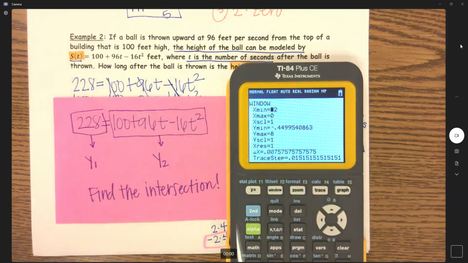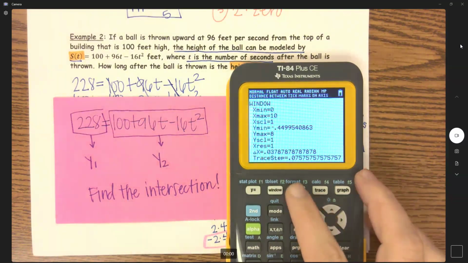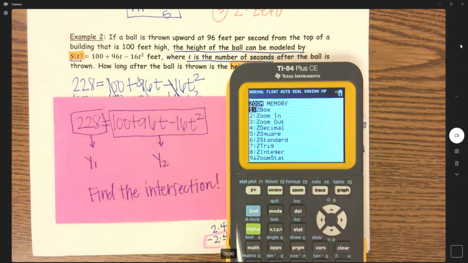I would change my window to maybe 0 to 10, because I know the ball is probably not going to be in the air more than 10 seconds, and it can't go before 0 seconds, because then we're time traveling, right? So we have to start in the present at time 0. So then I'm going to go zoom 0 for zoom fit. And there is my equation.